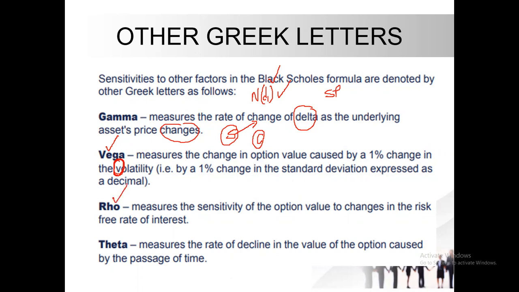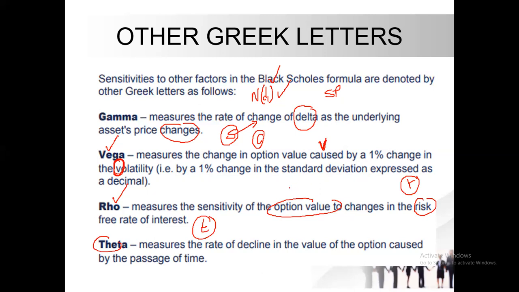What of the rho? The sensitivity of the option value to changes in the risk-free rate of return. Changing this. What of the theta? The rate of change in the value of the option caused by the passage of time, the T. So this one is the T. That one is the R. And that one is your volatility with standard deviation.